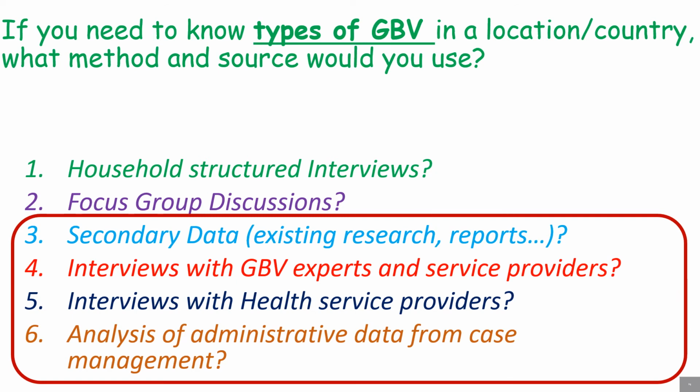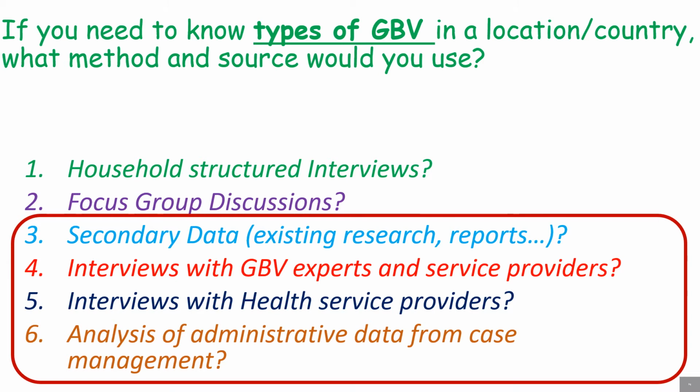In this case, the recommended approach is to use secondary data, which means looking at existing research and reports detailing what types of GBV are present in that location. You would do interviews with GBV experts and service providers who are responding, as they would know the types of GBV they are seeing. You'd also talk to health service providers because they provide services to GBV survivors and have information. And you can also look at analysis of administrative data from case management.